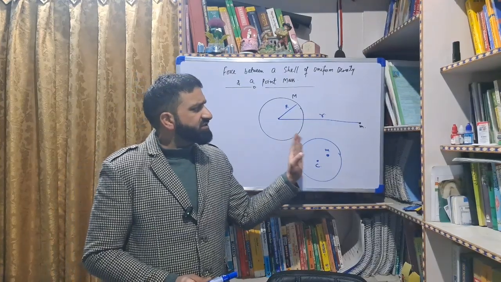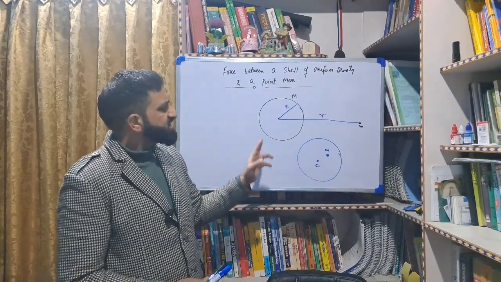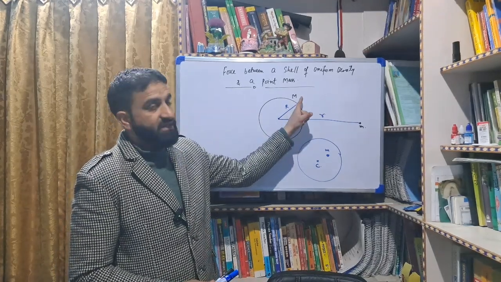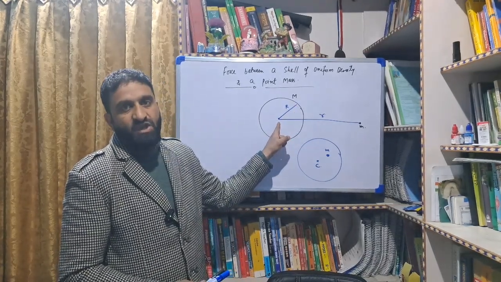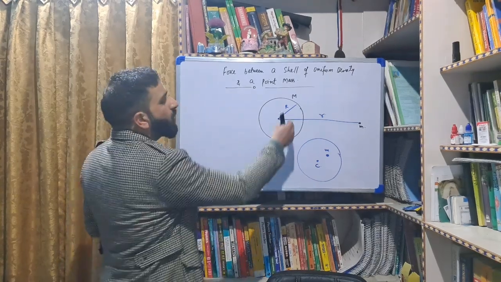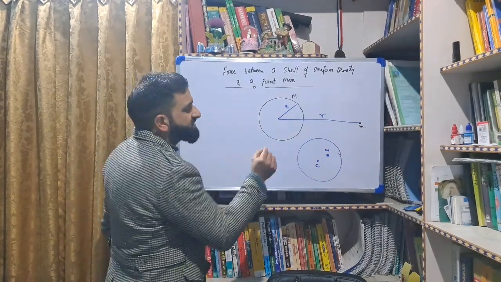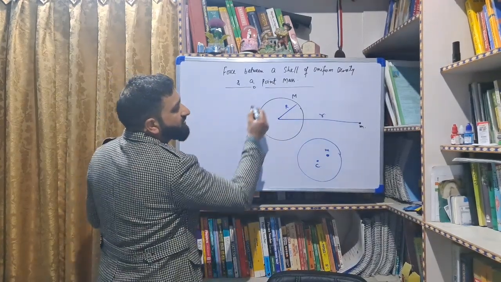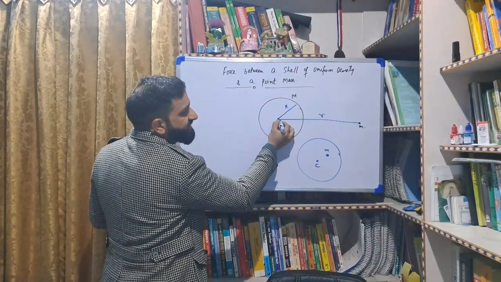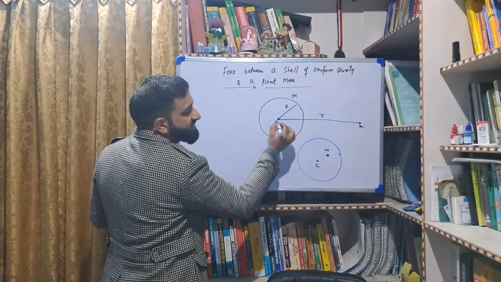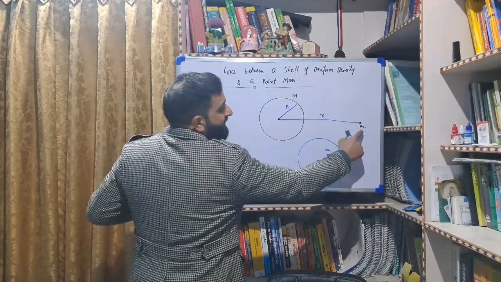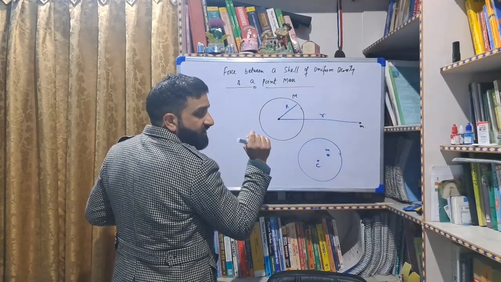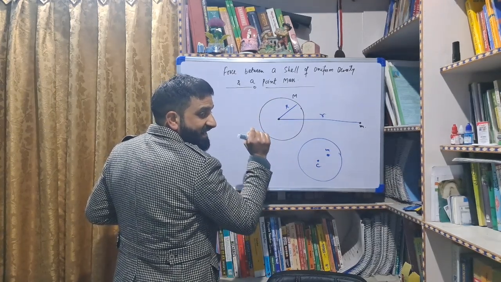When the point mass is outside the spherical shell, this spherical shell is taken to be a point mass of mass capital M situated at its center. So in that case, the whole mass of the sphere is supposed to be concentrated at its center. So the distance between this point mass and the spherical shell is taken with its whole mass concentrated at its center.